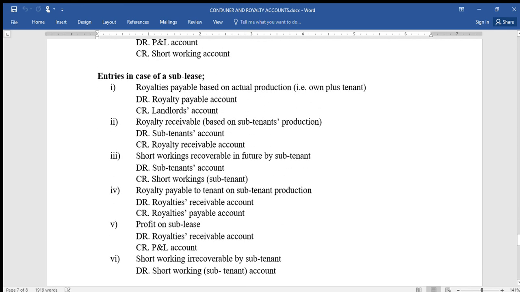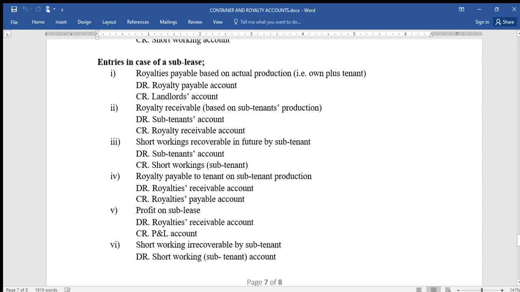Then let's look at the entries in case of a subleasee account. The first one is royalty payable on actual production. We debit the royalty payables account and then we credit the landlord's account. Then royalty receivable based on subtenant's production, we debit the subtenant's account and we credit the royalty receivables account.